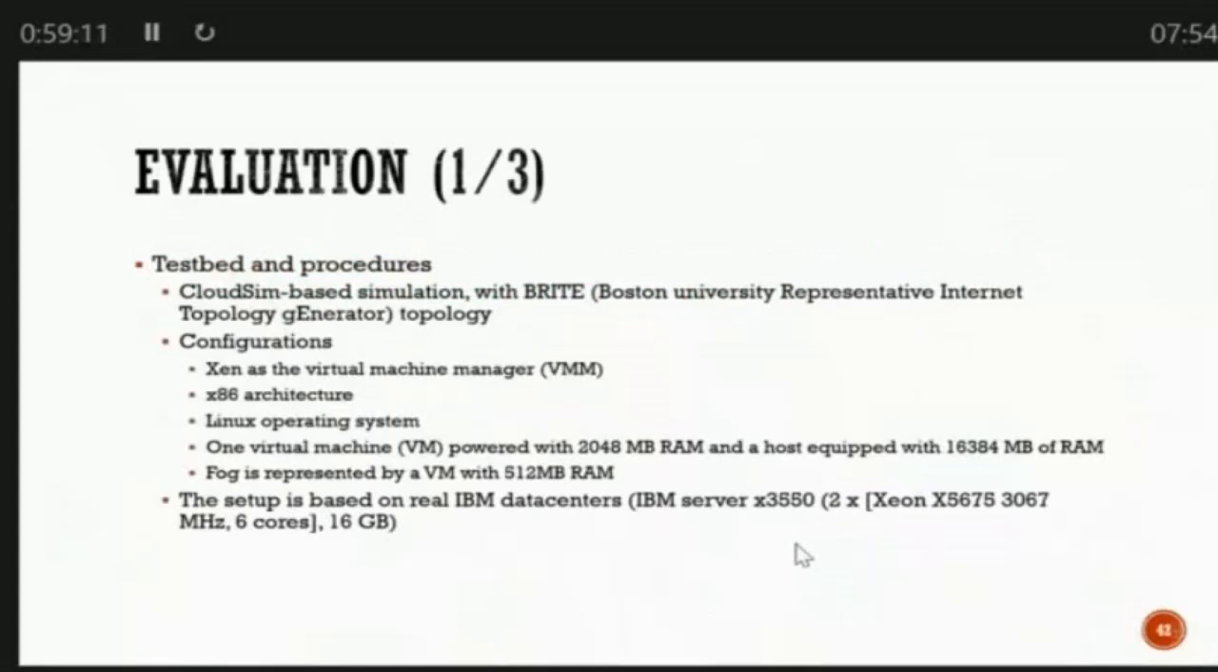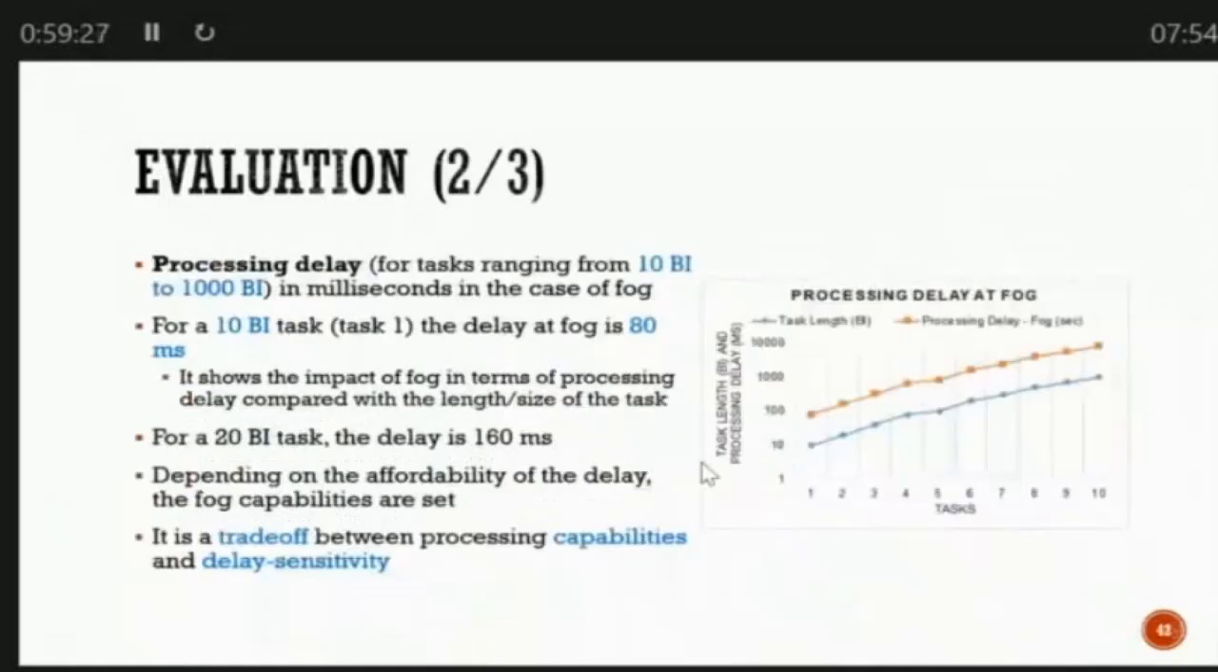We have a generic evaluation of fog computing in an industrial setting. How would fog perform? We are talking about fog computing a lot, but we don't know if fog is viable or not. Let's see if it is. We have a CloudSim-based evaluation, and this evaluation shows the performance if you have tasks of 10 billion instructions to 1000 billion instructions.